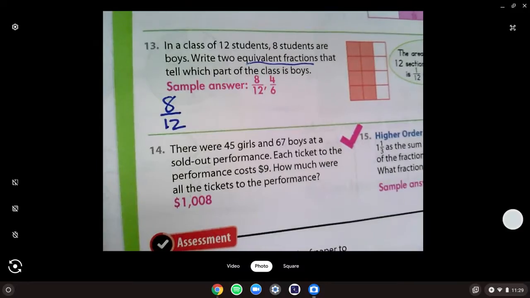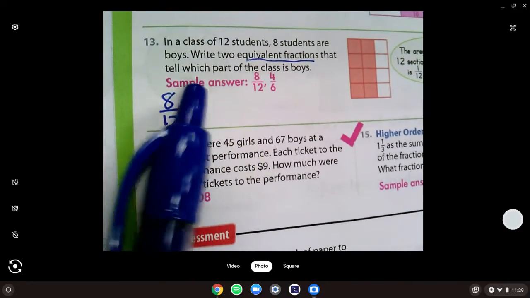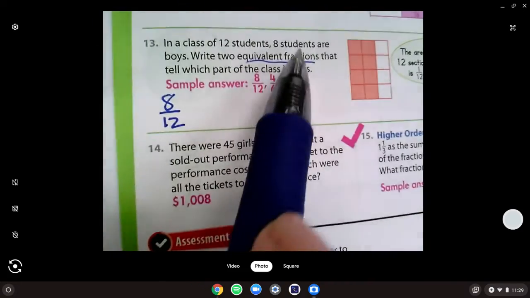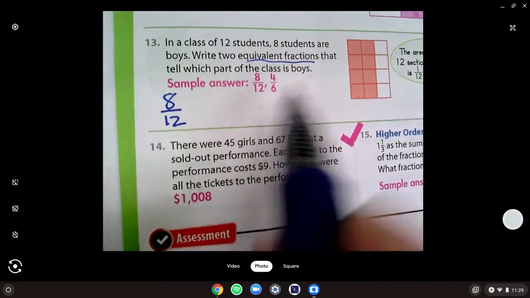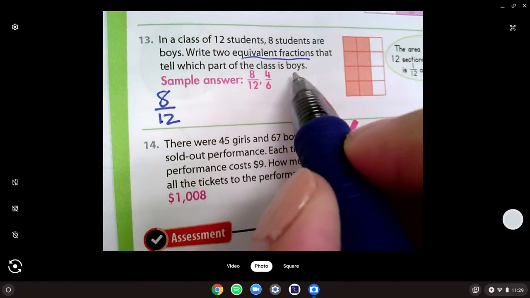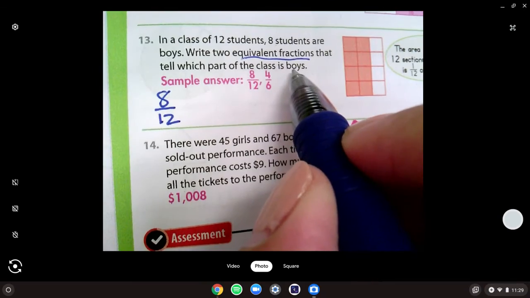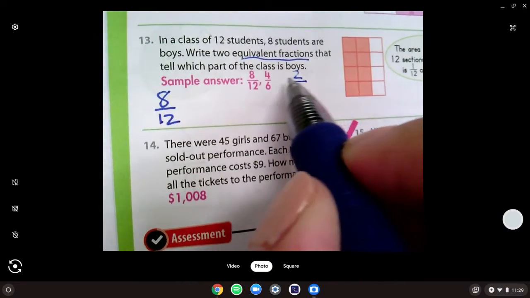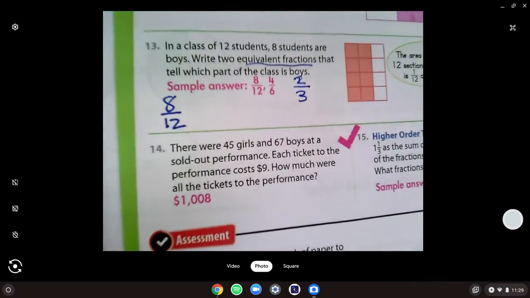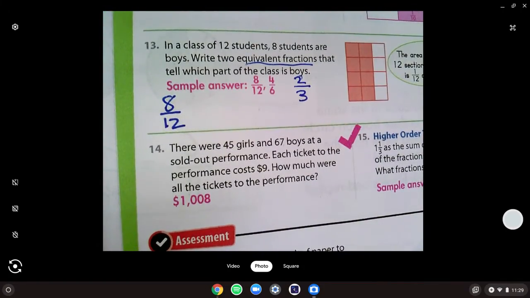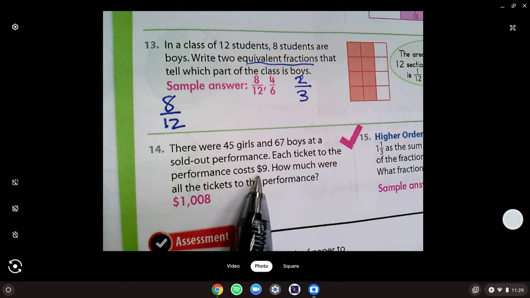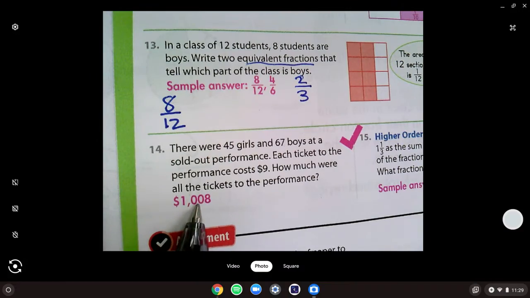problem number 13. You needed to write 2 equivalent fractions that tell part of the class as boys. So we got 8/12 from 8 of the 12. You might have gotten 4/6. You might have also gotten 4 divided by 2 would be 2/3. Okay, could have gotten smaller too. 14. You should have added your boys and girls together, multiplied by 9, and got 1008.